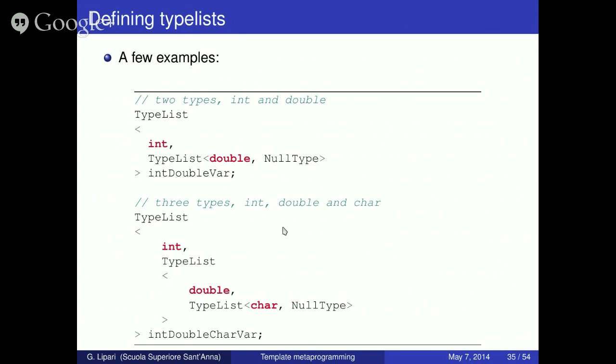And I can define another type list with three types, int, double, and char. It's going to be a type list in which we have int in the head, and the tail is another type list which has double in the head, and as a tail has another type list with char and NullType. So it's a recursive definition of type list, one inside the other.